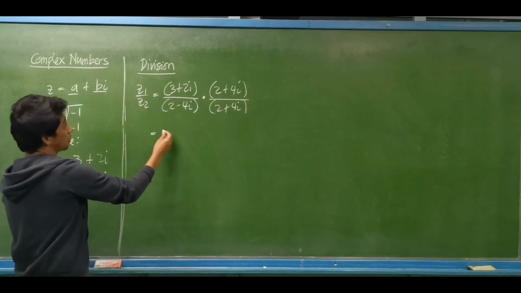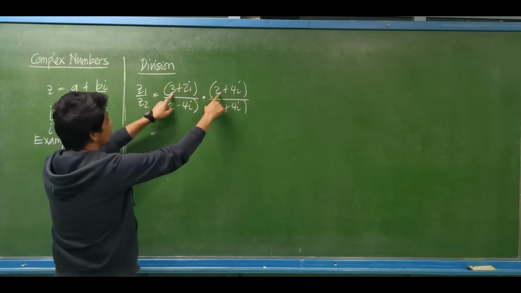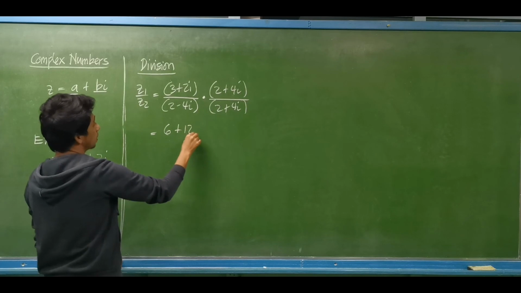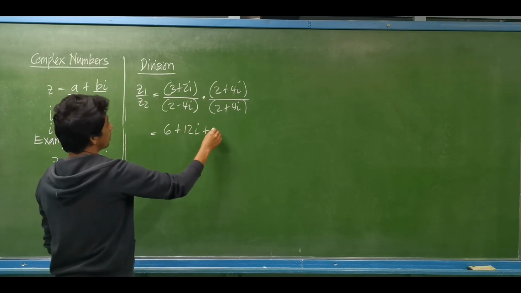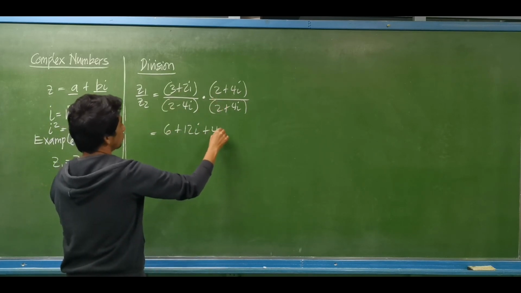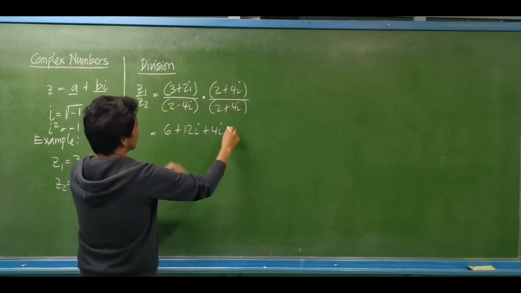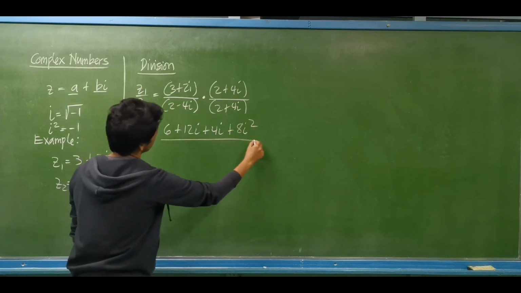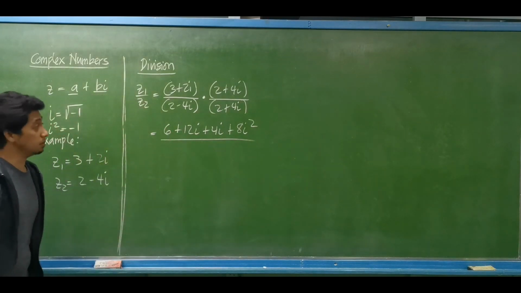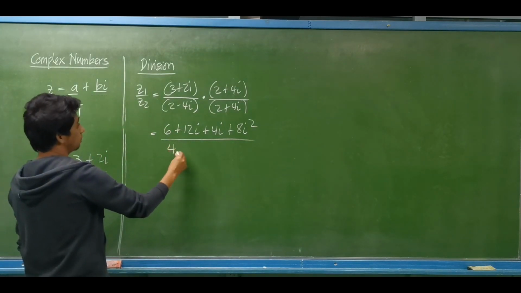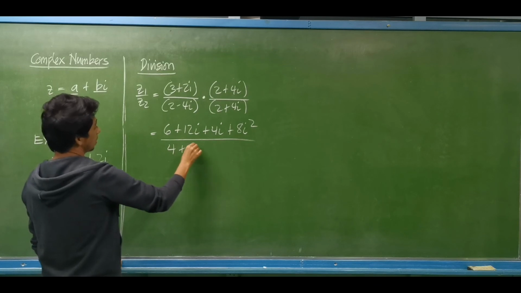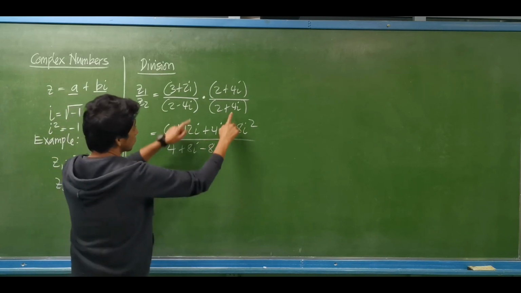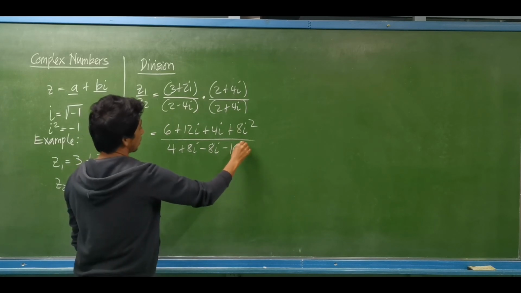And then we have to perform the operation. So we have 3 plus 2i times 2 plus 4i: 6, plus 3 times 4i, this is 12i, then plus 4i, then plus 8i squared. That will be the numerator. On the denominator, we'll be having 4 plus 8i minus 8i minus 16i squared.